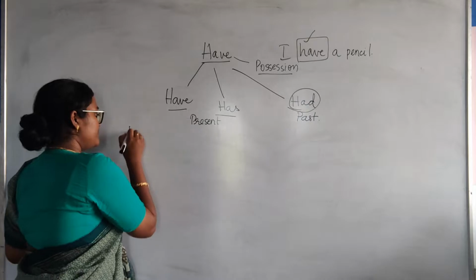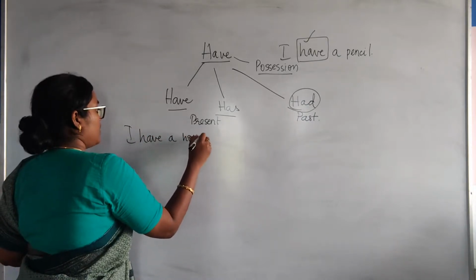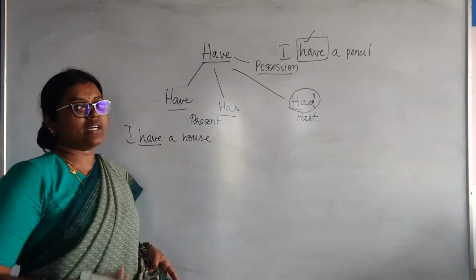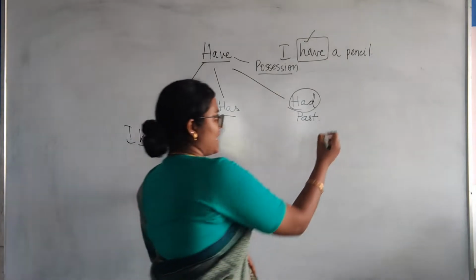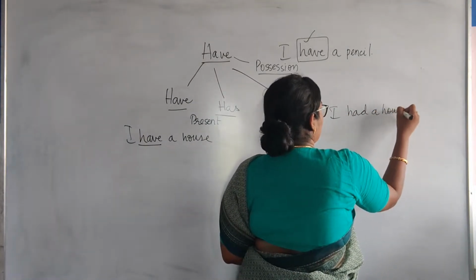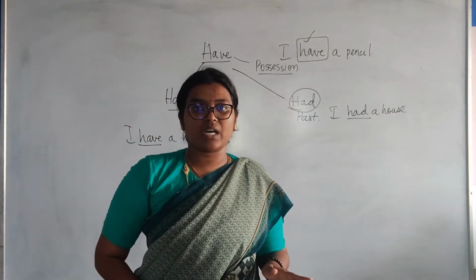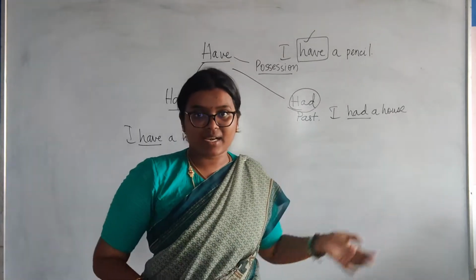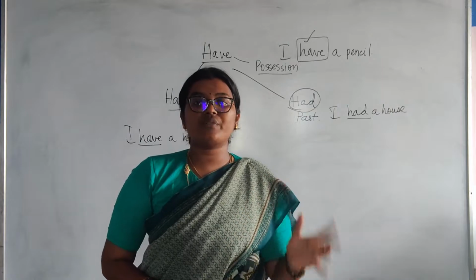Now, for example, I have a house. Meaning, right now I have a house. I own a house or I possess a house right now. When I say I had a house, it means in the past I had a house, but right now I probably don't have a house. So that's why we say I had a house. Alright, so this is with present and past usage of have verbs.